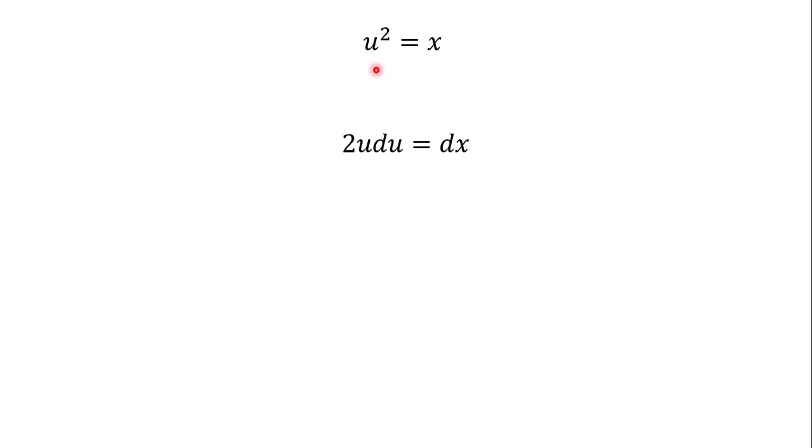I would have to work further, finding what is going to replace x. Squaring both sides makes it easier to know what is going to replace x at the end of the day. So x will be equal to u squared. And what is going to replace this one? Okay, so let's put them into the integral.